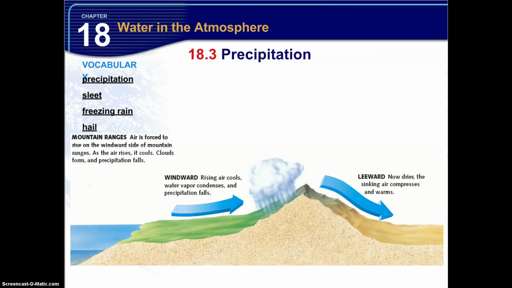Now, windward versus leeward is a very important concept when you're looking at differences between places on the planet. Mountain ranges can form different regions on either side. Air is forced to rise on the windward side of a mountain range. As the air rises, it cools, water vapor condenses, and precipitation falls on that side of the mountain. Then, as that air continues up to the crest of the mountain and comes back down on the other side, it's now drier, and the sinking air compresses and warms. So you'll have a lot of vegetation on one side of a major mountain range and very little on the other.